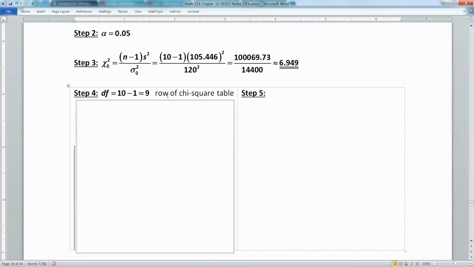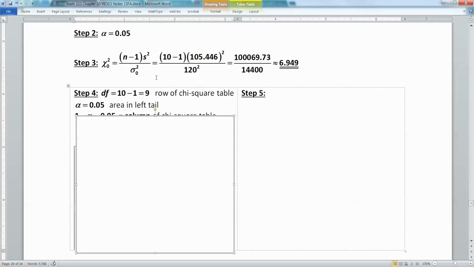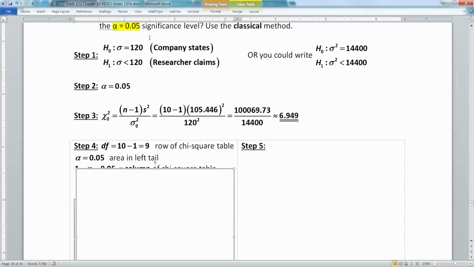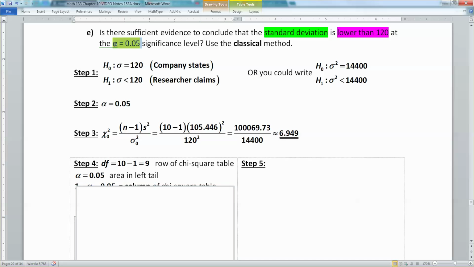Okay, so I start off with degrees of freedom. Degrees of freedom is 10 take away 1, which is 9. So that would be the row that I'm going to go to for my chi-square table. All right, now I need to think about my alpha. So alpha was 0.05. That's the area in the left tail by definition. It's your level of significance because this is a left-tailed test.